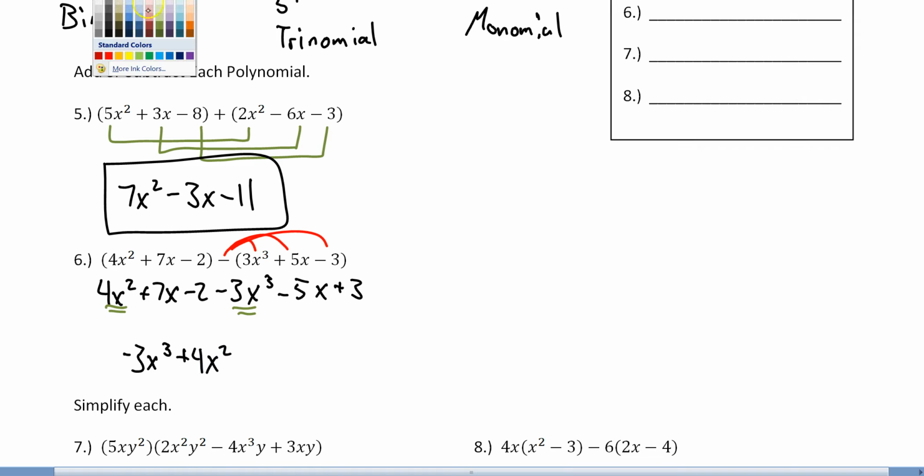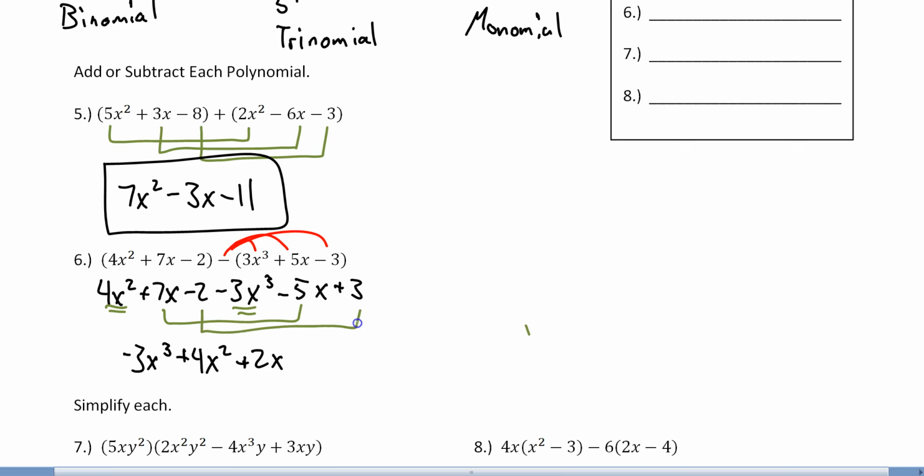The x terms are alike, so the 7x and the negative 5x. When I add them together, that's a plus 2x. The variable part doesn't change. And then the negative 2 and the positive 3 add up to a positive 1. So distribute the negative, combine like terms. When you combine like terms, the variable part stays the same. You have to have like terms.